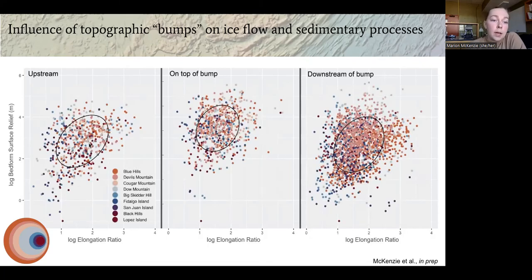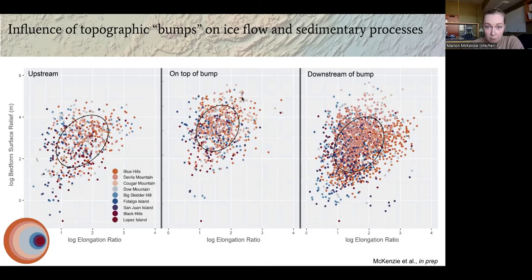And so the bed forms that are created on top of the bump are seen to move into this quadrant of low elongation ratio and high bed form surface relief, which is an indication supporting what we saw from those density plots of a decrease in ice speed and efficiency.